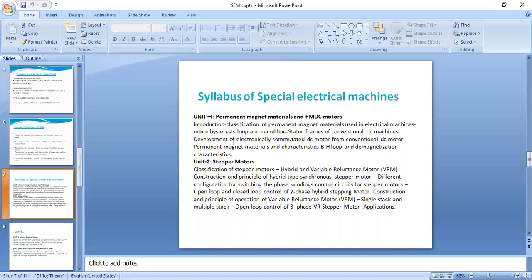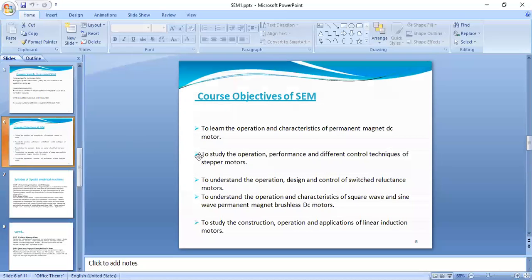So these are all the objectives of unit 1. There are 3-4 objectives I have discussed in unit 1. The 3-4 objectives can be combined to define as one objective. So that is the only one objective from unit 1, that is to learn the operation of the permanent magnet motors, and also the characteristics of the permanent magnet and the performance of the permanent magnet motor. So all these things will be learned in unit 1.